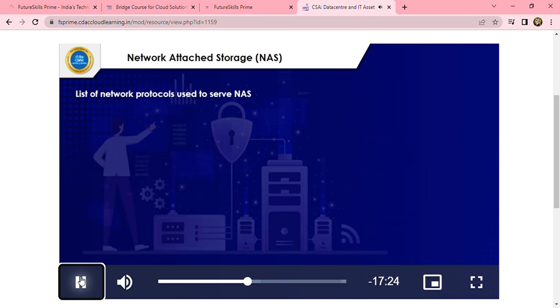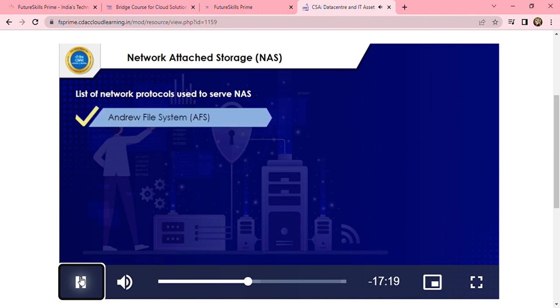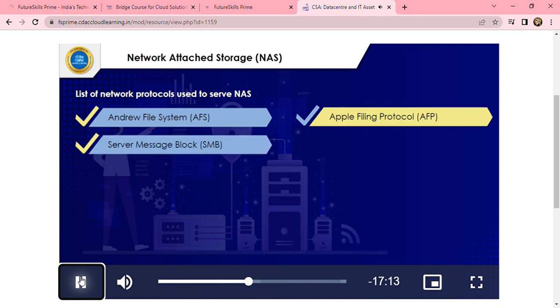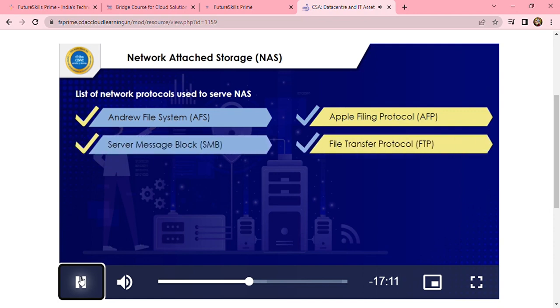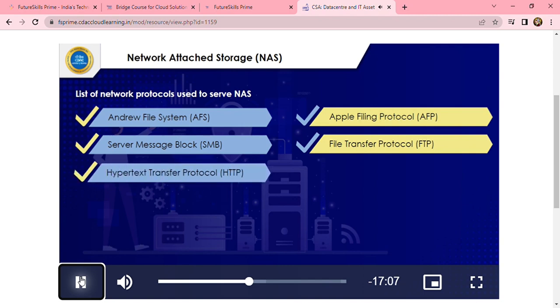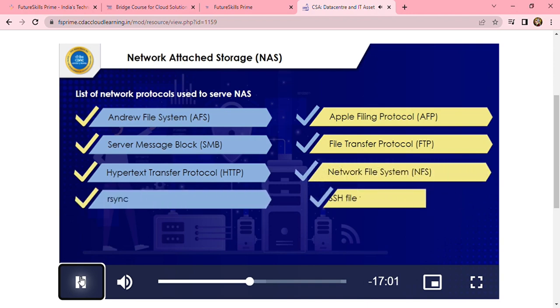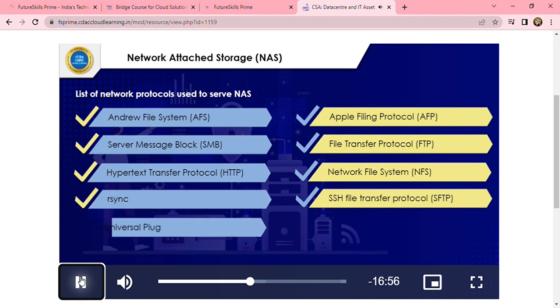List of network protocols used to serve NAS: Andrew File System, AFS. Apple Filing Protocol, AFP. Server Message Block, SMB. File Transfer Protocol, FTP. Hypertext Transfer Protocol, HTTP. Network File System, NFS. Rsync. SSH File Transfer Protocol, SFTP. Universal Plug and Play, UPnP.